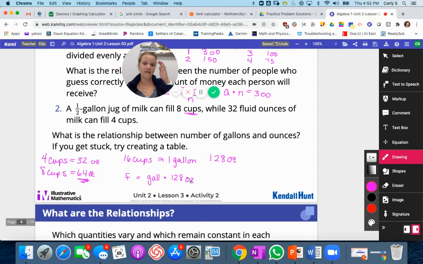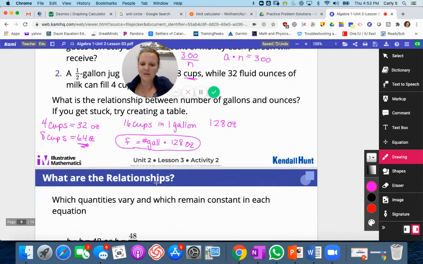So I have a 1/2 gallon, it's 64 ounces. If I have a 1/4 of a gallon, it's 32 ounces, etc. So that really is my relationship. Fluid ounces, F, is the number of gallons times 128 ounces, and that'll give you your total fluid ounces. I didn't like that one very much.